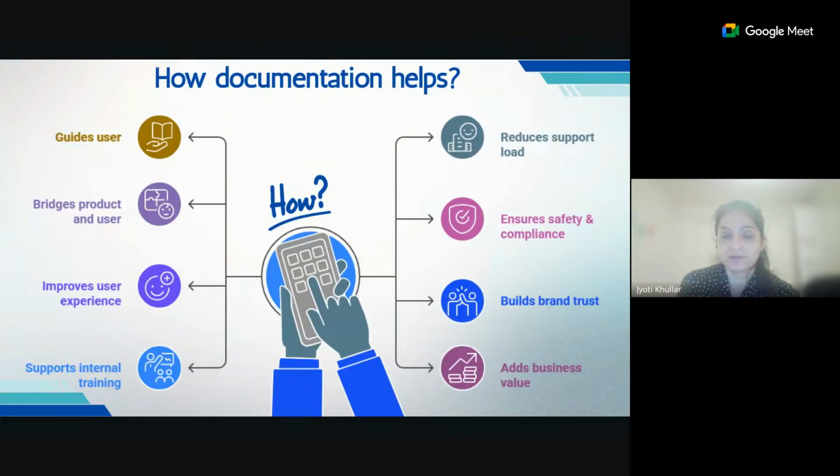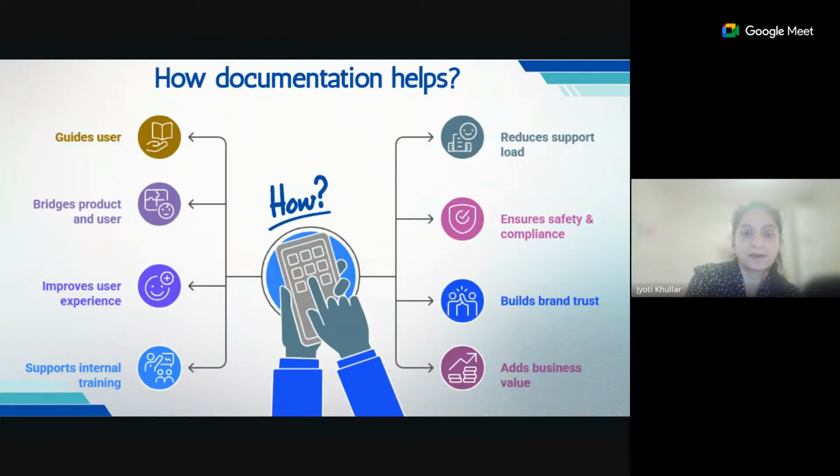And of course, there is no question, when the user experience improves, when the user is being helped, is being served with the right documentation, it creates an impression of credibility from the brand side that the brand cares about the customer, right? So it builds the brand trust and it adds to the business value automatically. When all these things are in place, your business grows gradually.